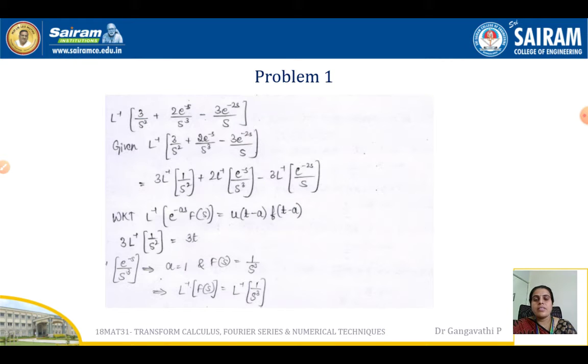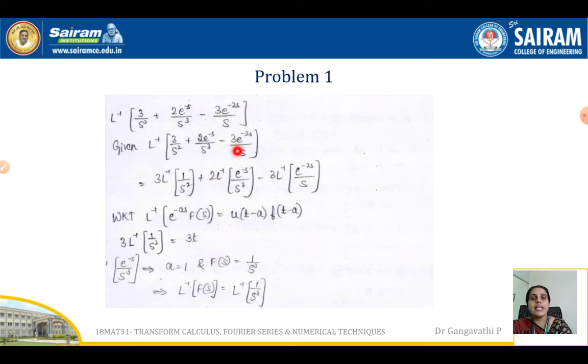Find L inverse of 3 by s square plus 2 into e to the power of minus s by s cube minus 3 e to the power of minus 2s divided by s. So here it has asked us to find L inverse of this function. L inverse is nothing but the inverse Laplace transform. So the given function is this first term plus the second term minus the third term.